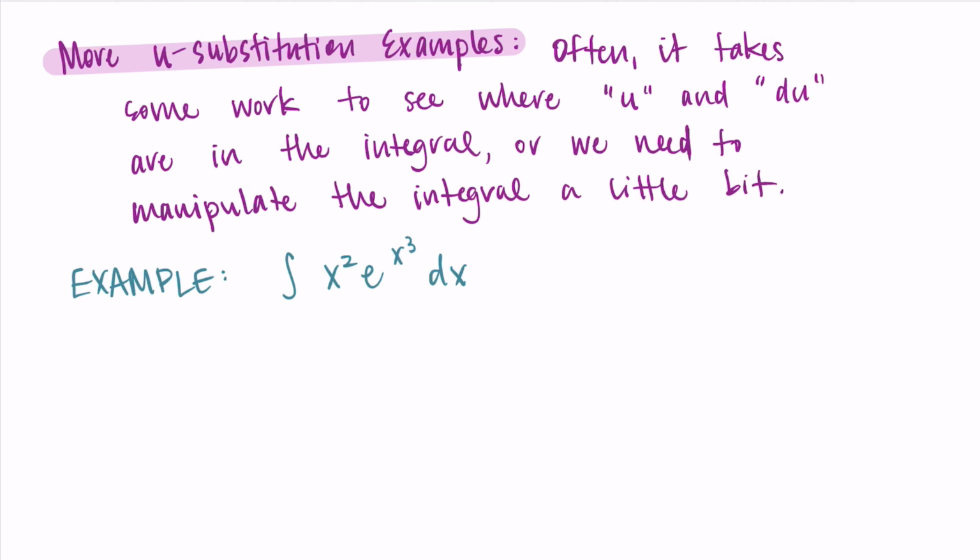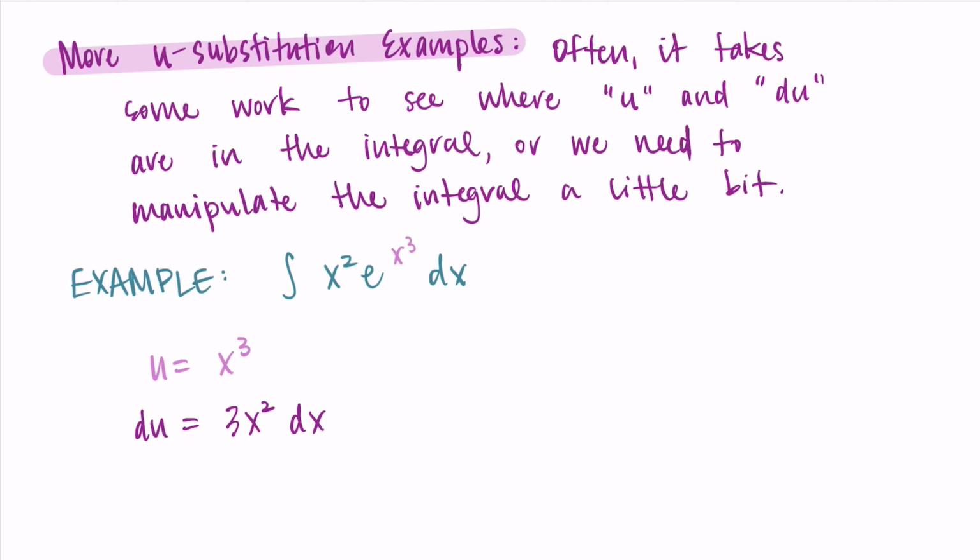So for picking out my u and my du, I'm not immediately seeing that one of these items is the derivative of the other one, but I'm noticing that x cubed is something to the third power, and I have an x squared out front that has a power decreased by 1. So it's a good guess that u is equal to x cubed, and then du is going to be equal to 3x squared dx. So again, I'd start with u equal to x cubed, and I take its derivative. The derivative of u is 3x squared dx.